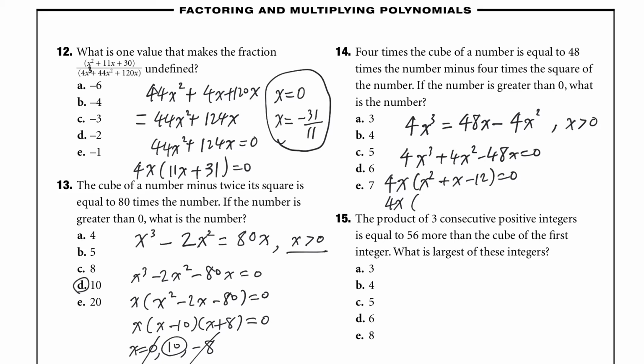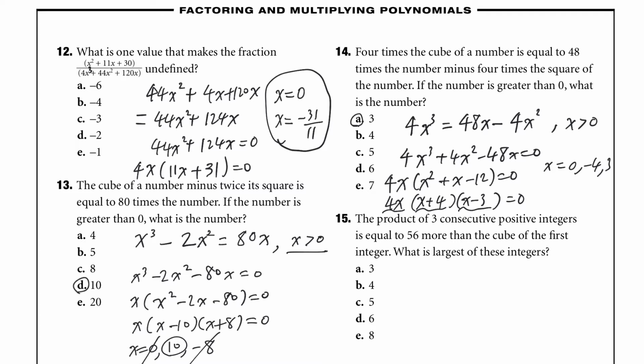Two numbers that multiply to give you negative 12 and add to give you positive 1. That's going to be plus 4 and minus 3. So the possible values of x are, for the first term it's 0, for the second term it's negative 4, for the third term it's positive 3. And again, since we're looking for x greater than 0, the answer is 3.